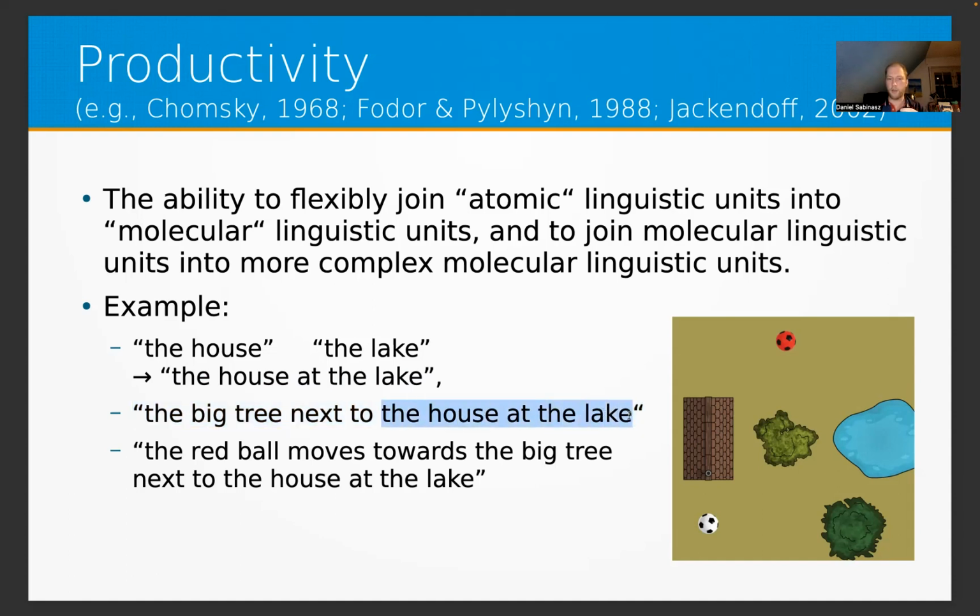lake, as part. And this phrase, the house at the lake, is also a molecular phrase, which contains the house as part and also the lake as part, right? So language has this, what you could also call recursive nature. So language is composed of parts, which are themselves further composed of parts, just as a molecule.